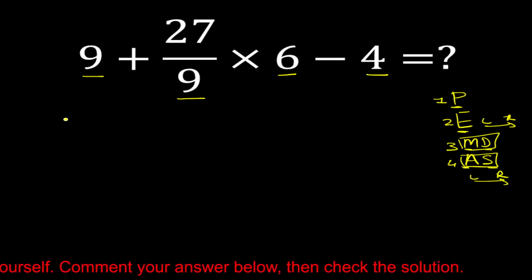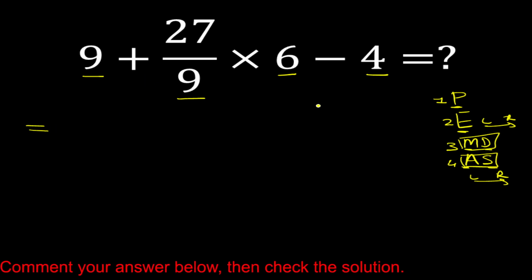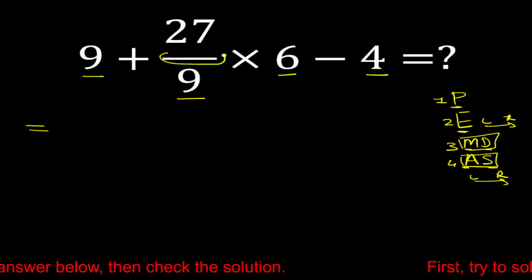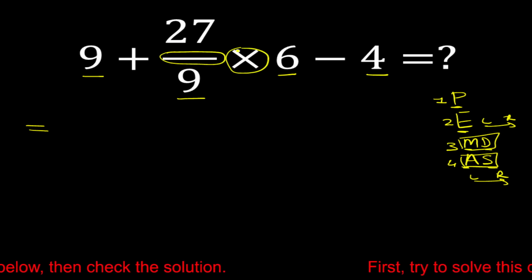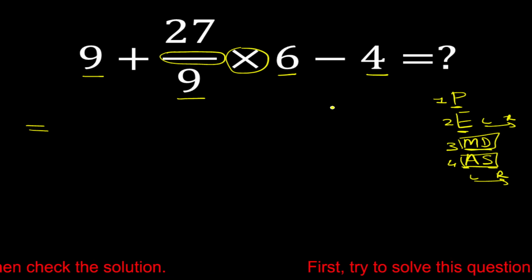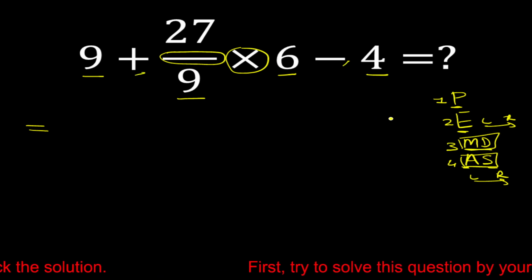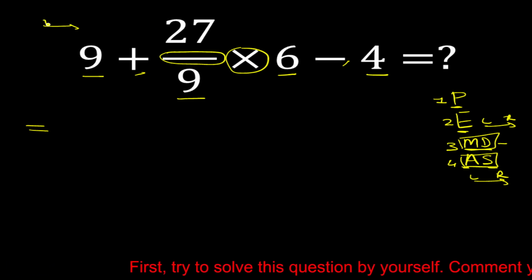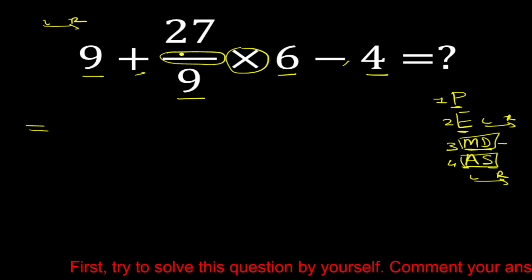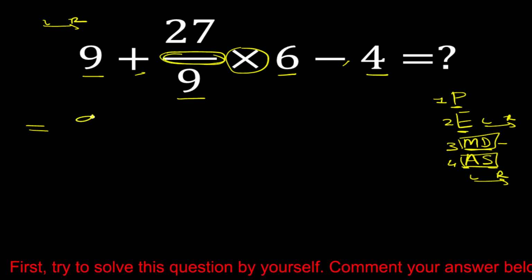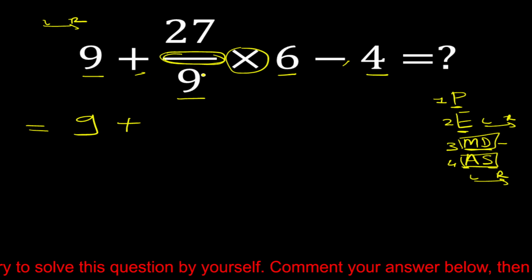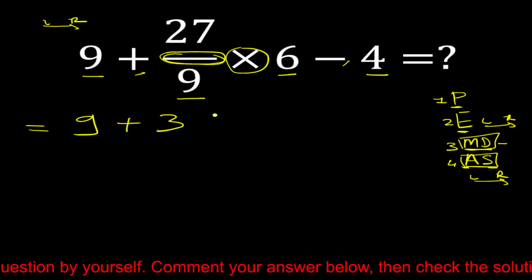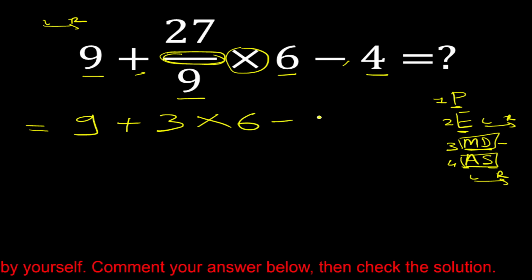Okay. So is equal to, in this problem, here is a division and here is multiplication. Both have first priority is multiplication and division, then we have to solve addition and subtraction. So multiplication and division both have equal priority, so we have to solve it from left to right. So first we have to solve this division. Okay. So 9 plus, now solve this division, 27 by 9 is equal to 3. Multiply 6 minus 4.